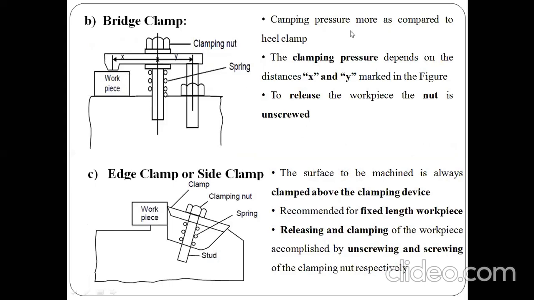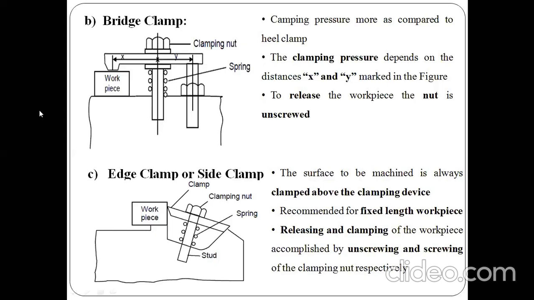Clamping pressure is more as compared to the heel clamp because it is a bridge type, because at this position X and Y distance is provided, so we will identify the pressure applied is equal or more as compared to the previous case. And clamping pressure is depending upon the X and Y distance. To release the workpiece, unscrew the nut which is your clamping nut to remove your workpiece from the working location. This is your bridge type of clamping.